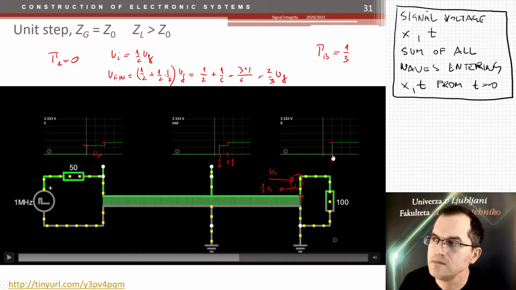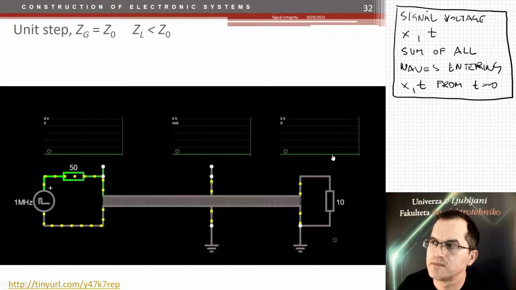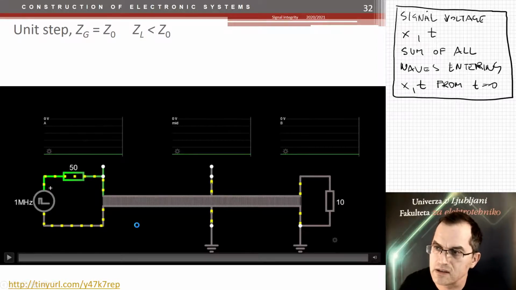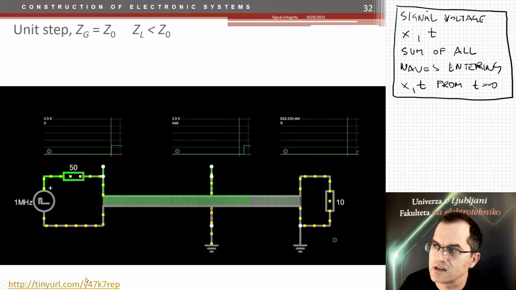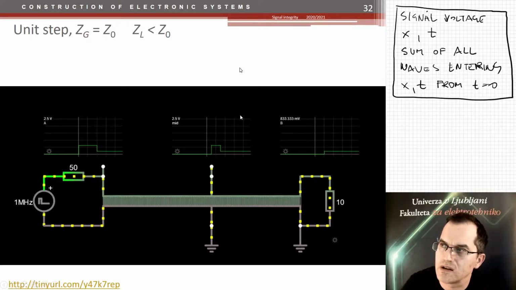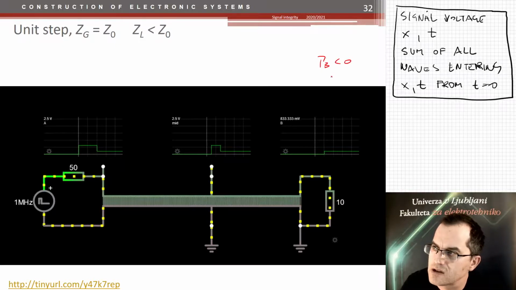Okay. Let's go further. Now the load impedance is less than Z0. The same story as before. You already saw that, right? But I will just show it again, just to see how it behaves. See? Now we have gamma B less than 0. Actually, it is equal to -2/3, if you remember correctly. We have gamma A equal to 0.